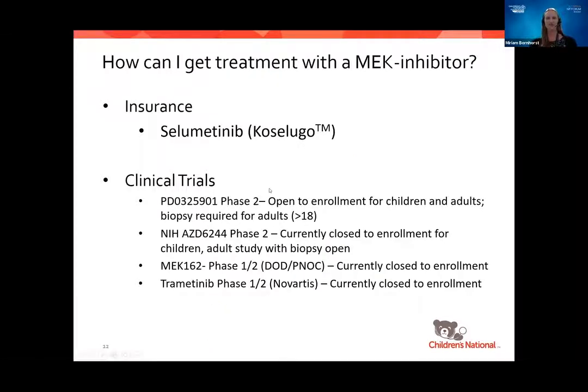So how can you get treatment with a MEK inhibitor? Right now, there's two ways that you can get treatment. One of them would be through insurance. So selumetinib, or again, the Koselugo, is the best way to do that through insurance. There are some off-label ways of getting it too if needed. And then clinical trials. A lot of these trials are actually closed right now, but there is still one that's open. This, the PD0325901 or Mirdametinib, is open for children and adults. The adult phase is actually closed recently, but it's still open for children.